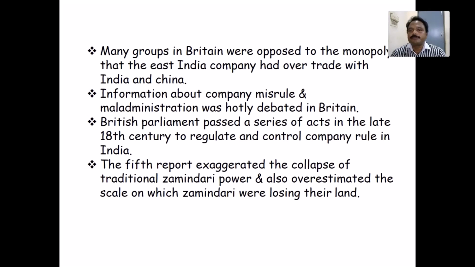Many groups in Britain were opposed to the monopoly that the East India Company had over trade with India and China. Information about the company's misrule and maladministration was hotly debated in Britain, and the British Parliament passed a series of acts in the late 18th century to regulate and control company rule in India. The Fifth Report exaggerated the collapse of traditional Jamindar power and also overestimated the scale on which Jamindars were losing their land. Still, this was very good information for the British Parliament to know exactly what happened in the rural areas, especially in Bengal.